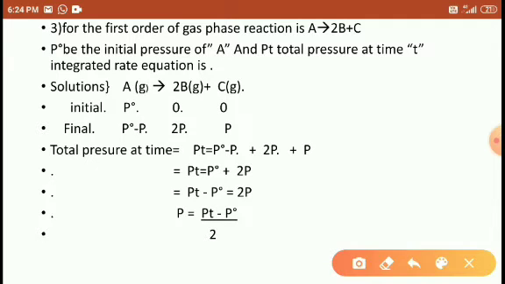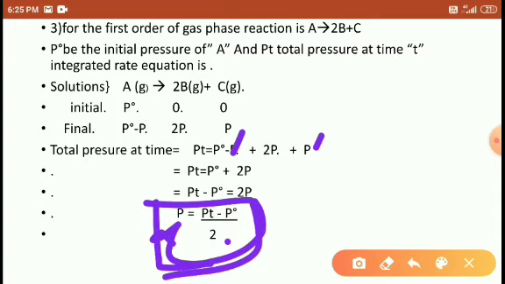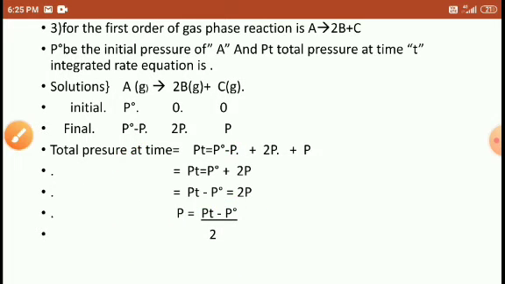The total pressure we want to calculate. Total pressure Pt is equal to P naught minus P plus 2P plus P, we are adding all this pressure, then we get Pt is equal to P naught plus 2P. Here P naught minus P plus P get cancelled, so Pt is equal to P naught plus 2P. Again we are rearranging this equation, Pt minus P naught is equal to 2P, and P is taken outside, so P is Pt minus P naught by 2. P means the pressure. What is this pressure? This pressure value is Pt minus P naught by 2.